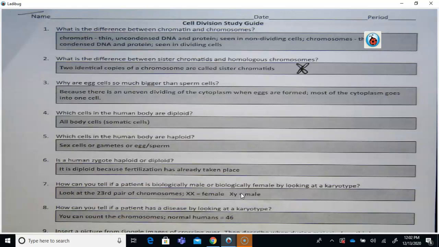Number 6, is a human zygote haploid or diploid? It is diploid because fertilization has already taken place.